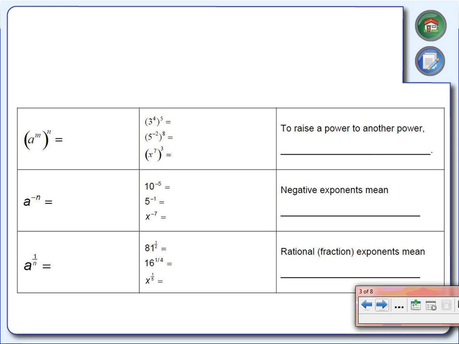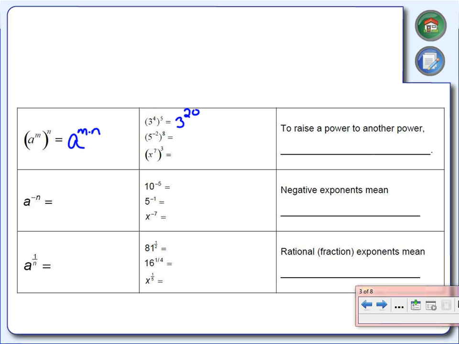Here we have 2 exponents. We've got a to the m power to the n power. Anybody remember the rule for this one? What do we do with the exponents on this one? Multiply the exponents. So we would do m times n. We're multiplying this one. So if we look at the examples they've given us, we've got 3 to the 4th power to the 5th power. If I take those 2 exponents and multiply them together, we would end up with 3 to the what power? 20. 4 times 5 is 20. So 3 to the 20th power.